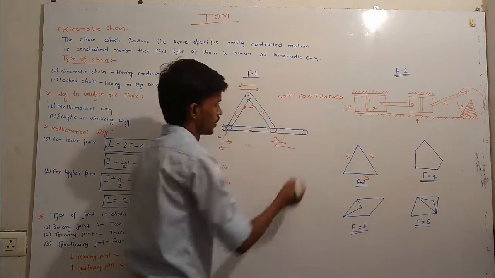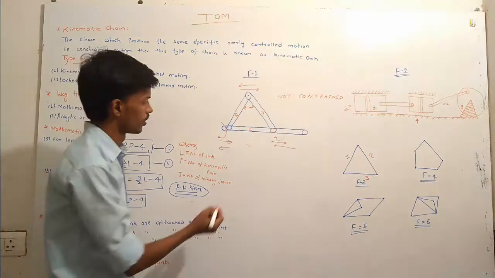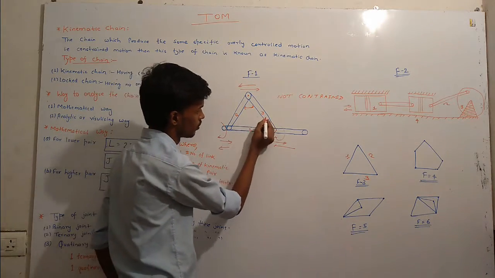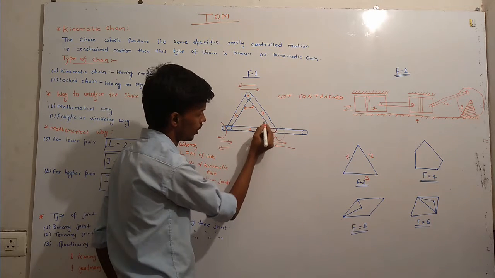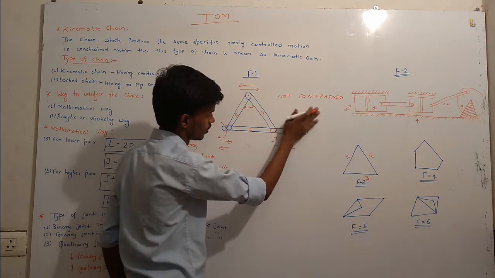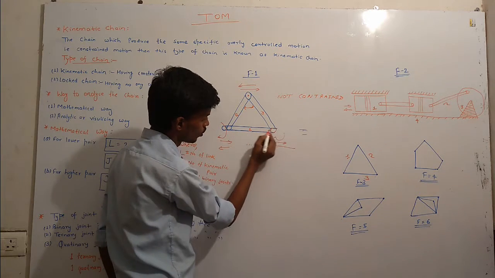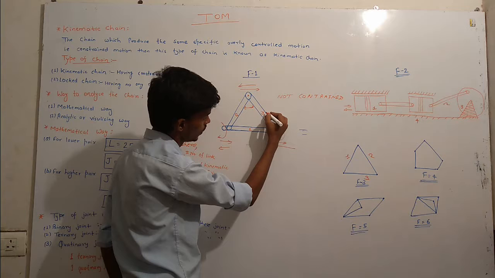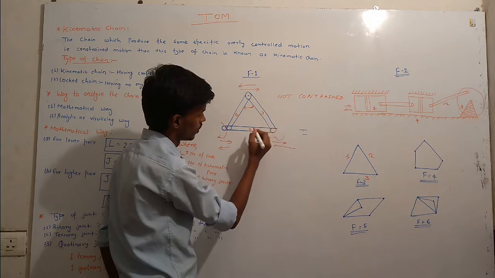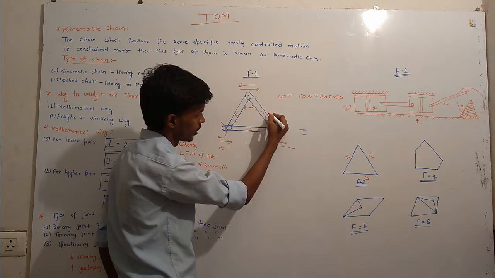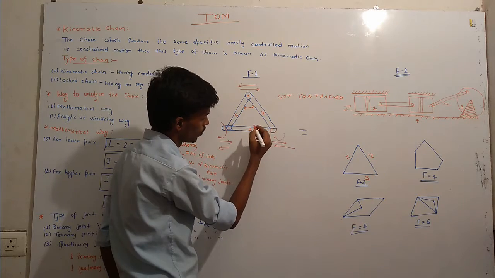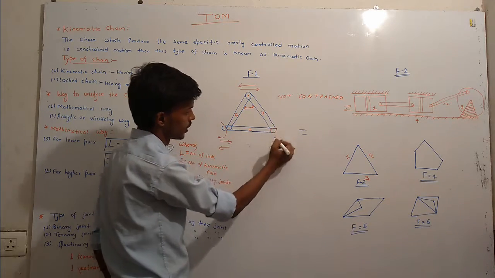So let's check whether it is a chain or not. Here, link number 2 and link number 3, and link number 2 and link number 3. This is the end of link number 1. The end of link number 1 is attached with the end of link number 3. Link number 1 is the first link and link number 3 is the last link. So the end of the first link and the end of the last link are attached together.